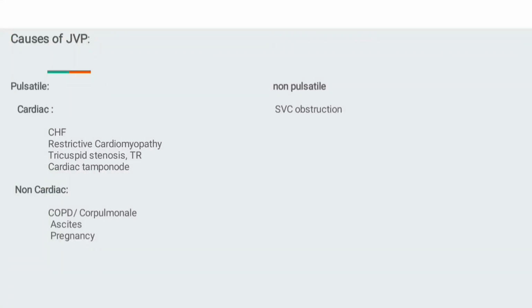Then what are the causes of raised JVP? Causes are divided into pulsatile and non-pulsatile causes. In non-pulsatile causes we have SVC obstruction. In pulsatile we again categorize into cardiac and non-cardiac. In cardiac we have congestive heart failure, restrictive cardiomyopathy, tricuspid stenosis and tricuspid regurgitation, and cardiac tamponade. In non-cardiac causes we have COPD, cor pulmonale, ascites, and pregnancy.